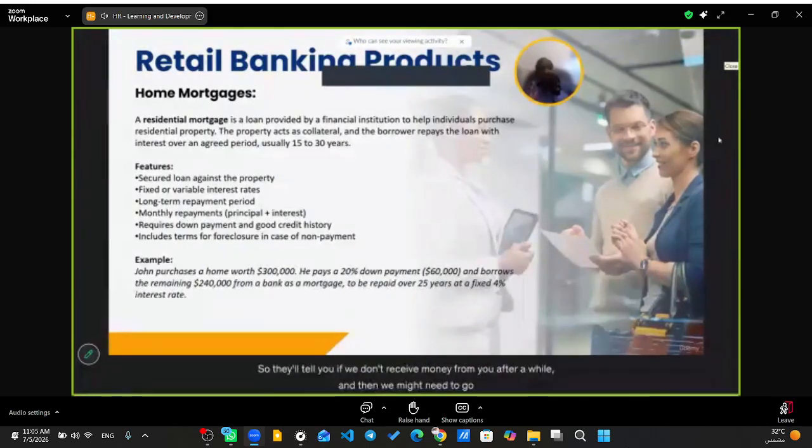So they'll tell you, if we don't receive money from you after a while, we might need to go to court, and the judge would then say you need to return the house to the bank, or things of that nature. An example is John purchases a home worth $300,000. He pays a 20% down payment, which is $60,000, and borrows the remaining $240,000 from a bank as a mortgage to be repaid over 25 years at a fixed 4% interest rate. And that example explains all the various aspects we went through.